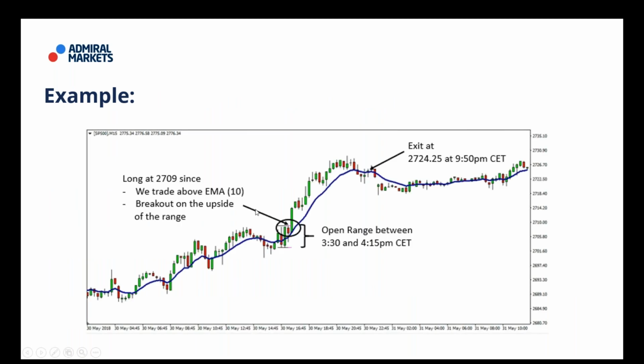So here's the example on a trading day which does not end at 7 p.m. German time, but ends here at 10. In this case, this is how it looks. There's the open range. We break out on the upside. We are obviously trading here above this blue line. That's why we are long. And then we take out the trade manually here in this region, and that's it.